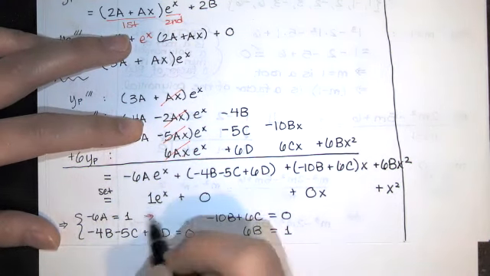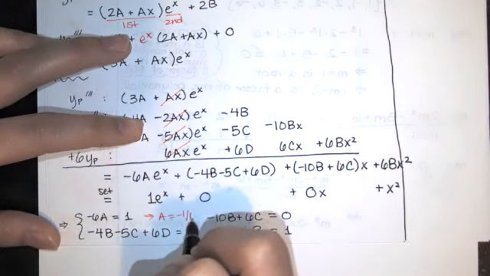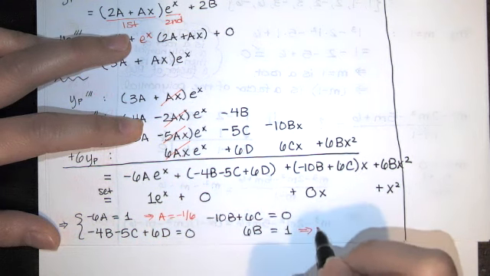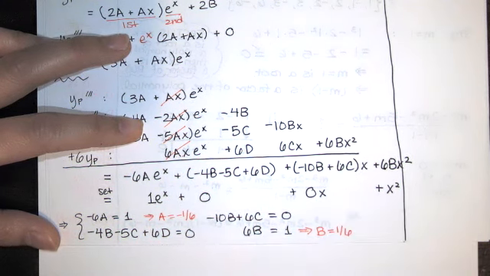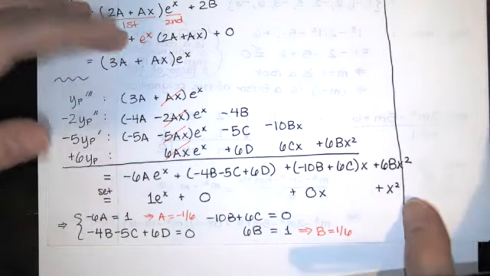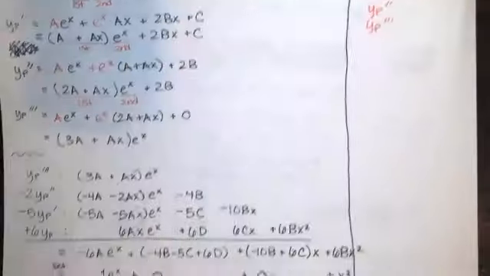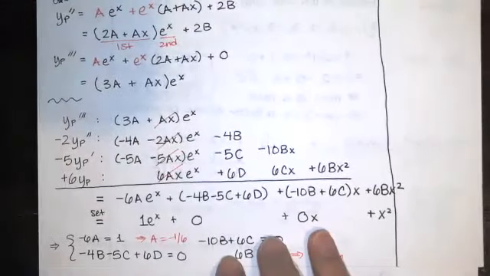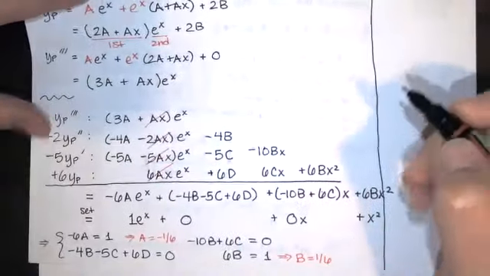So according to this equation, A must be negative 1/6. According to this equation, B must be positive 1/6. And then we'll substitute B equals 1/6 right here, and we'll solve for C. And I'll do that on the next page. So we have computed the first, second, and third derivative. We have substituted into the non-homogeneous differential equation.